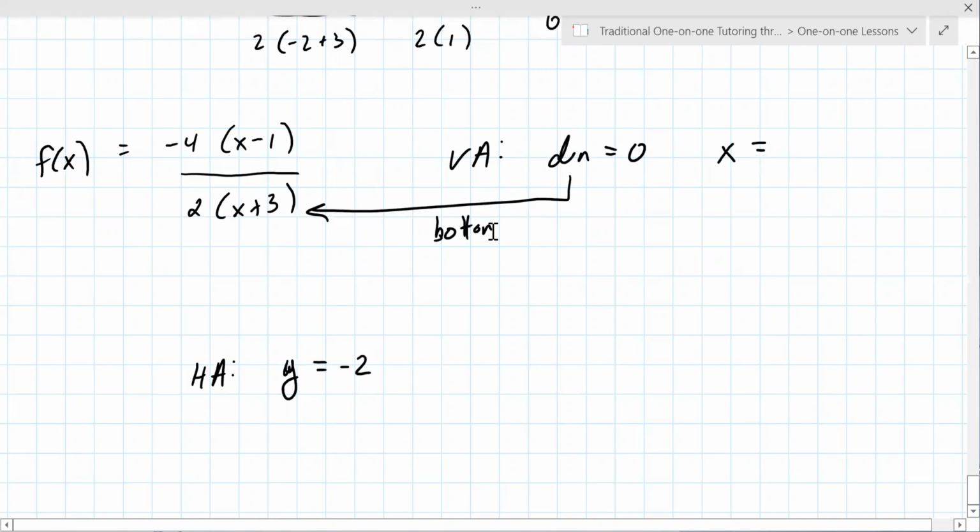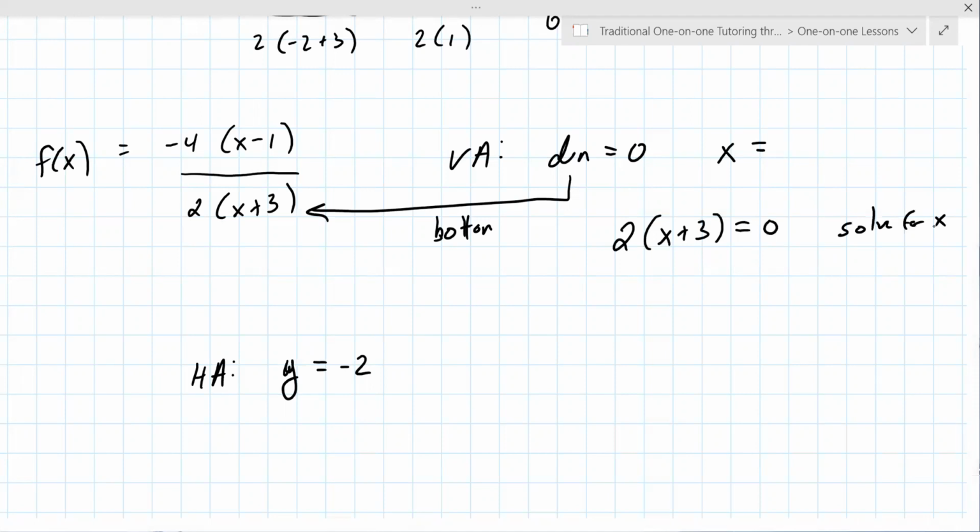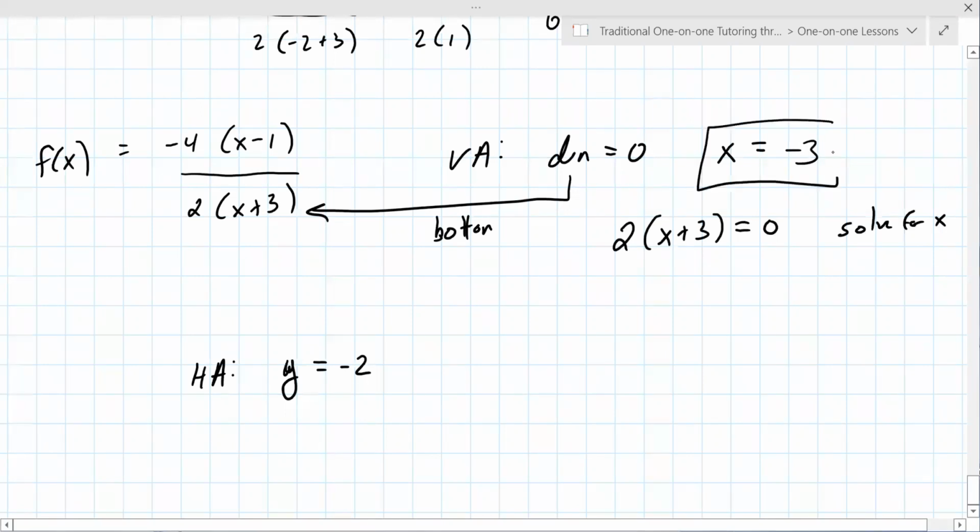The 0. Yes, so Paige, what I'm asking you to do is write 2 parentheses x plus 3 and set it equal to 0 and solve for x. Give that a try. Let me know what you come up with. It would be x equals -3. Yes, x equals -3. Very good. So there's your vertical and your horizontal.